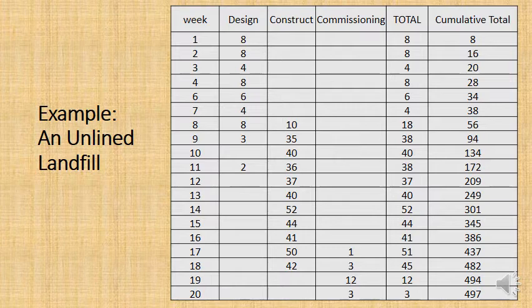Now the final column is the cumulative total cost, where basically you're taking the sum of that week's work plus the sum of all of the previous weeks.